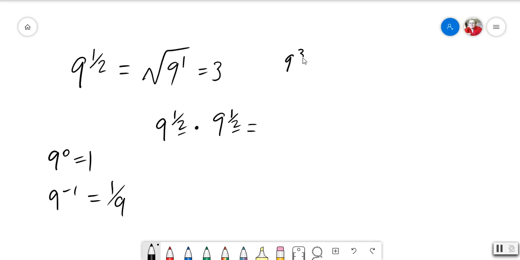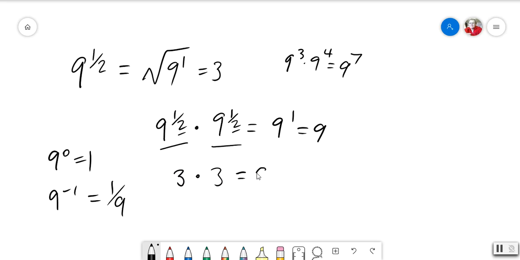Just like if I had 9 to the 3rd times 9 to the 4th, that would be 9 to the 7th. Okay, well, a half plus a half is 1, and 9 to the 1st is just 9. Well, if 9 to the half times itself equals 9, then it must be 3, because the number times itself that gives you 9 is 3. Since that's the case, that implies that this must mean a square root. Simple as that. So if you had 8 to the 1/3 power, that would be a cube root.